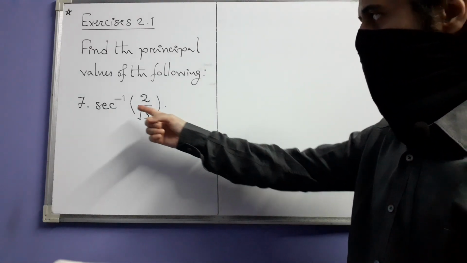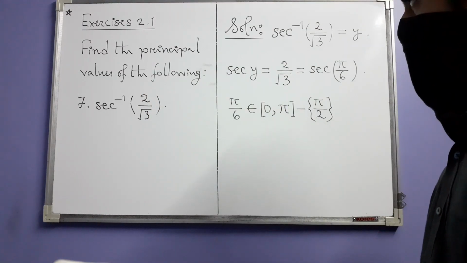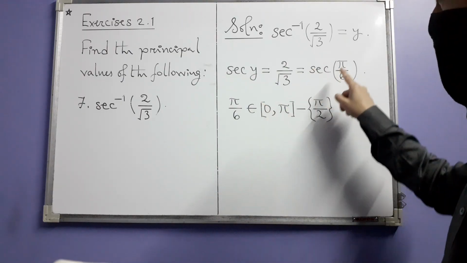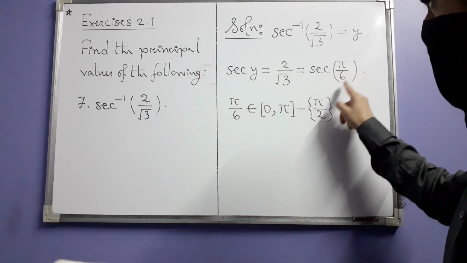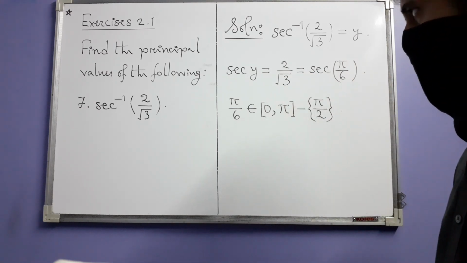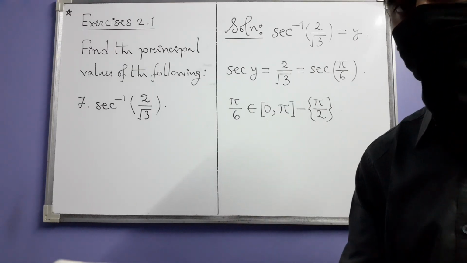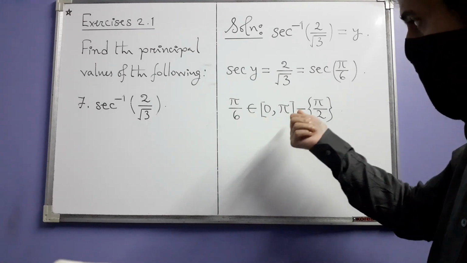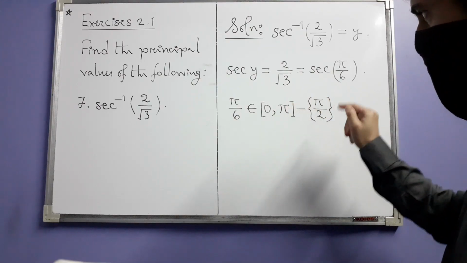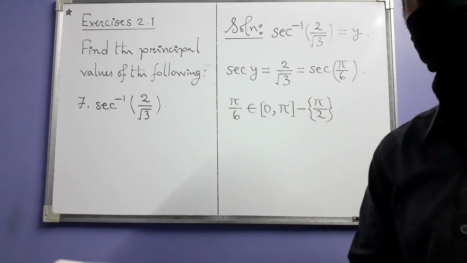Next, number 7, secant inverse of 2 divided by root 3. So in the solution, the angle that we find, if we follow the same procedure, is pi divided by 6. Secant of this is just 2 divided by root 3. But is this our angle? Yes, because this is the range of the principal branch of secant inverse, and the angle belongs to this. Obviously it's in this interval and it's not equal to pi divided by 2. So this is the principal value of this.